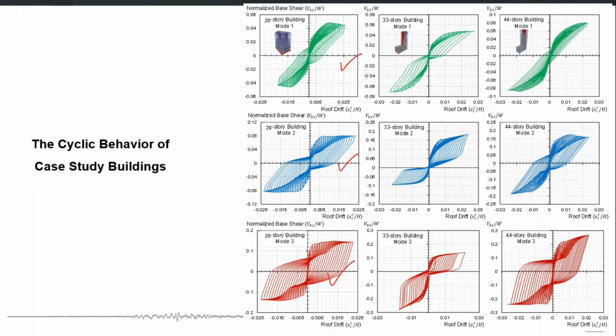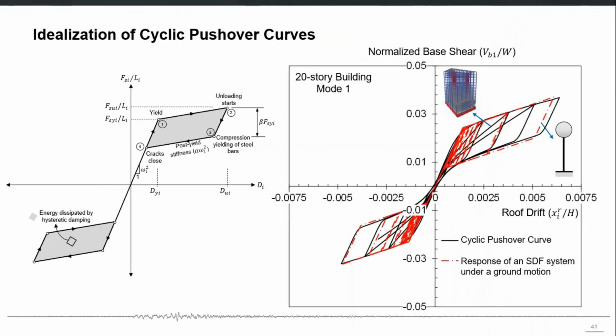Similarly for the 33-story building, 1, 2 and 3. Again the 44-story building, 1, 2 and 3. So the cyclic pushover curves were developed. Then the next step is to idealize those cyclic pushover curves using some hysteretic model and assign it to a single degree of freedom system and apply the earthquake to that single degree of freedom system so that that particular mode's responses can be calculated.